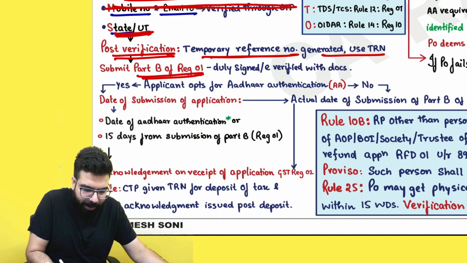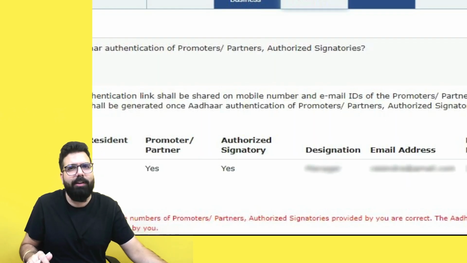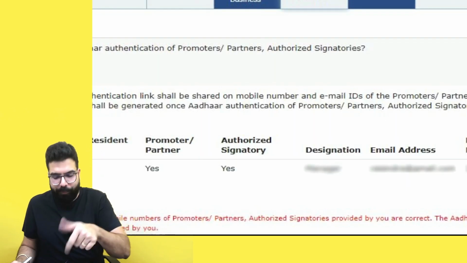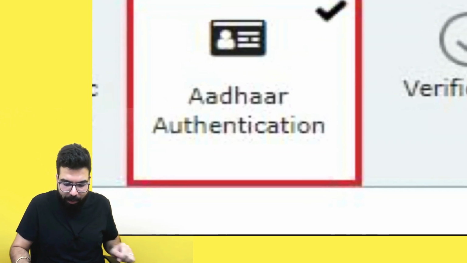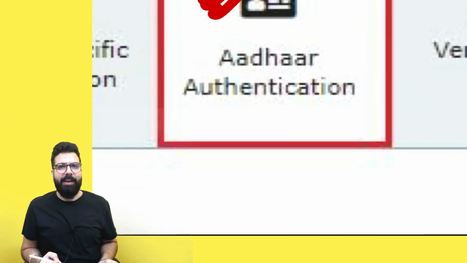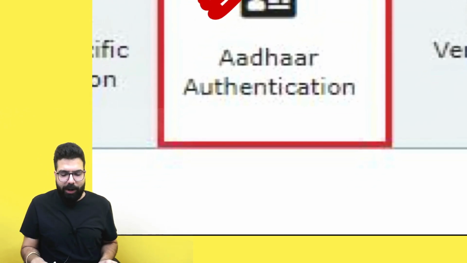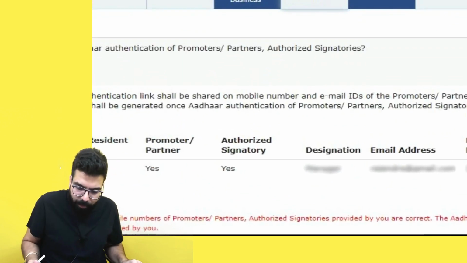Yes, sir, we remember when we fill Part B of GST REG01, this was Part B of GST REG01. Here we had to do Aadhaar authentication. Yes, sir, we remember here we had to do Aadhaar authentication. Are you able to see? Yes, sir, we are able to see. Here we had to do Aadhaar authentication. Now when you were doing Aadhaar authentication, just a minute everyone.